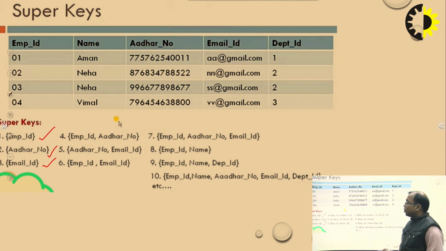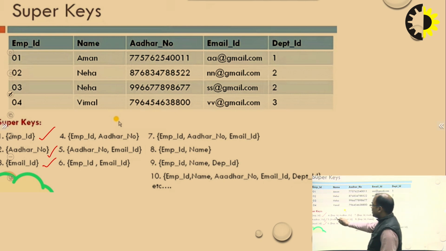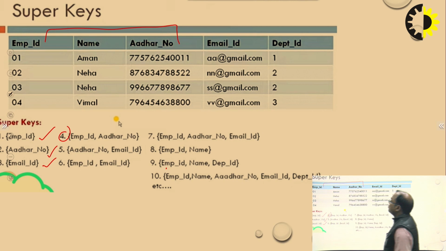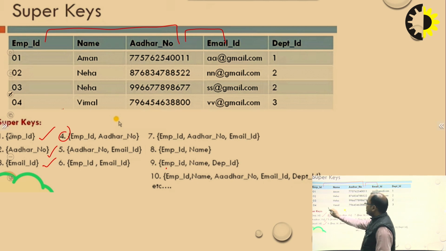Clear? But not only 3, we can take combinations of these keys. If we combine employee ID with Aadhaar number, it is the 4th one. We can have a different key. If we combine Aadhaar number with email, it is also a key. If we combine email ID with employee ID, this is also another key.